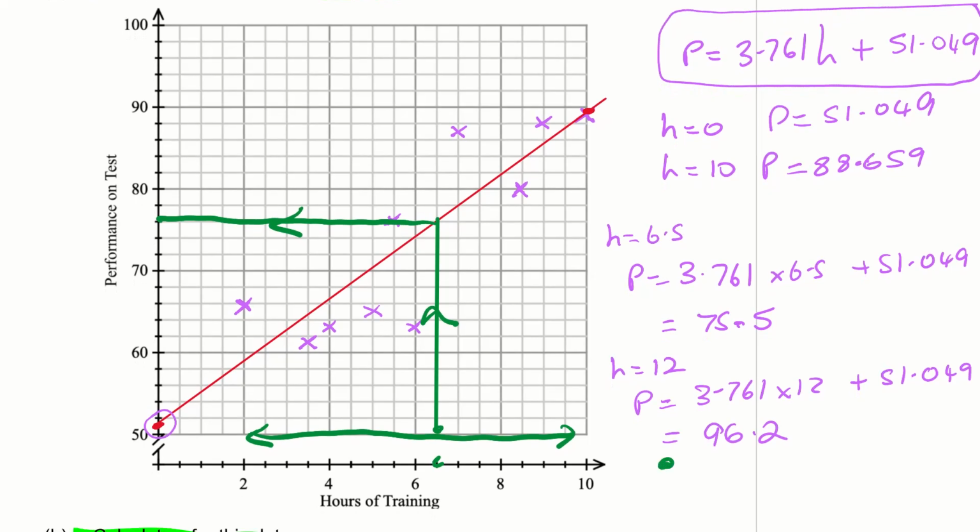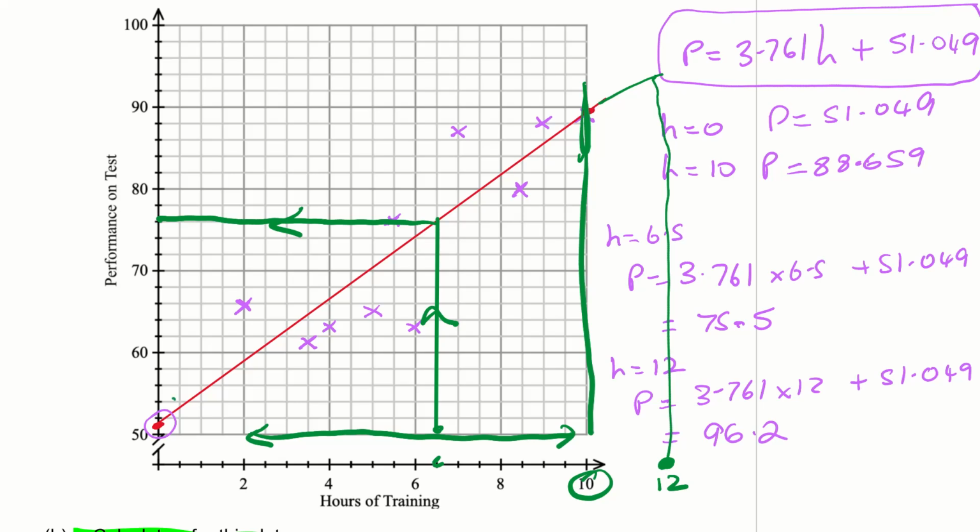However, 12 is out here. And if you go up to the line over here, we are well outside the data. The highest piece of data we have is here, which is 10, and we're going out as far as 12. That's an extrapolation and therefore is unreliable.